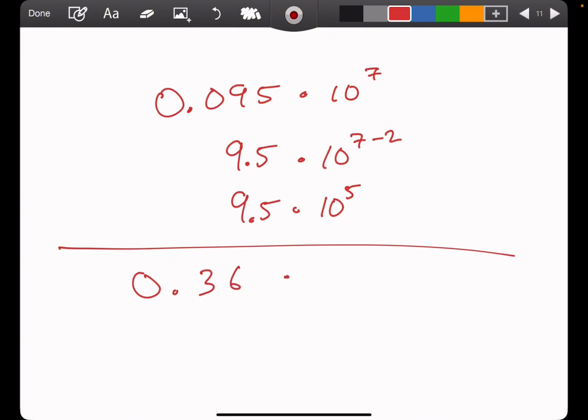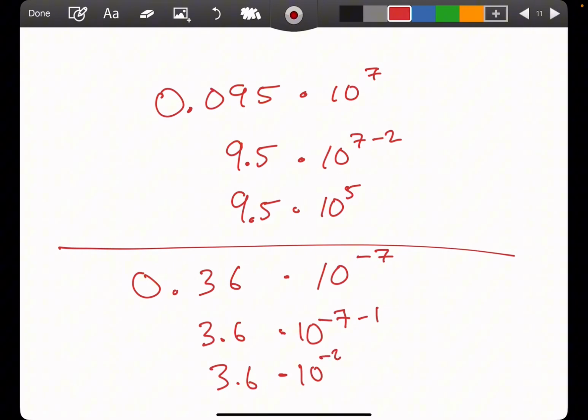0.36 times 10 to the -7. Is this a scientific notation? So you make it a scientific notation. Tell me what to do. You move the decimal. How many times? 1. So it becomes 3.6 times 10 to the power of -7. Do you say just minus what? -1. And this is 3.6 times 10 to the power of what? -8. Thank you.